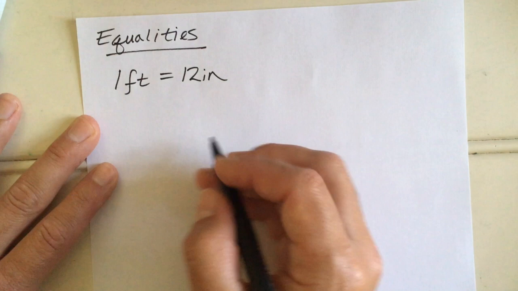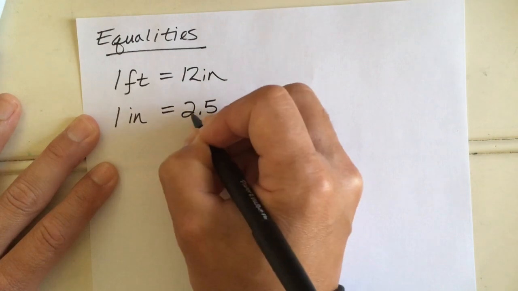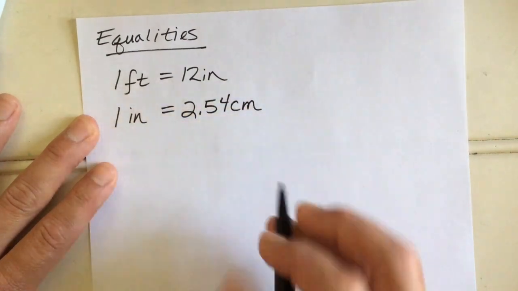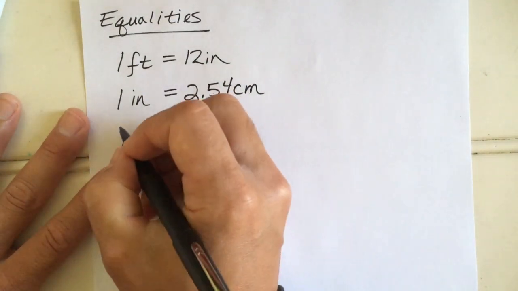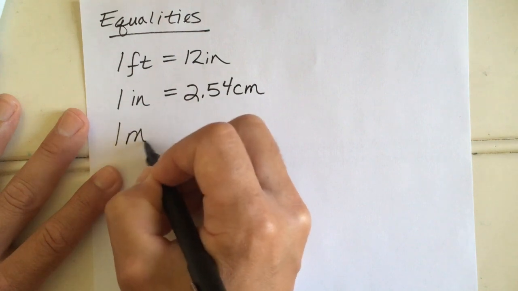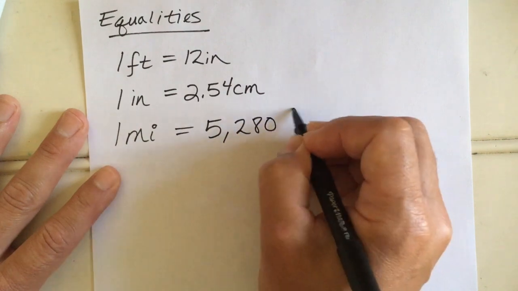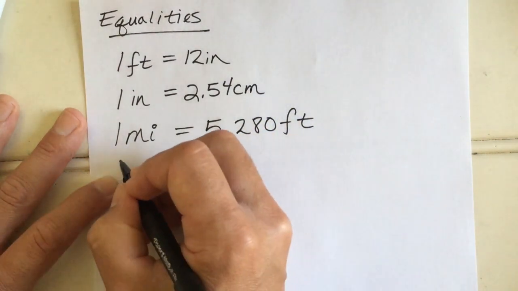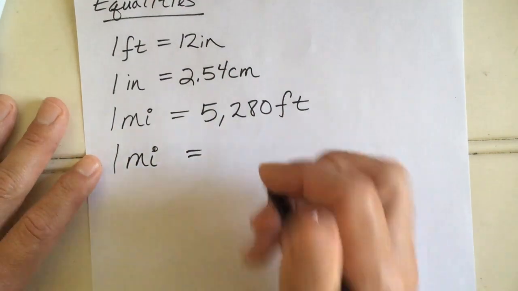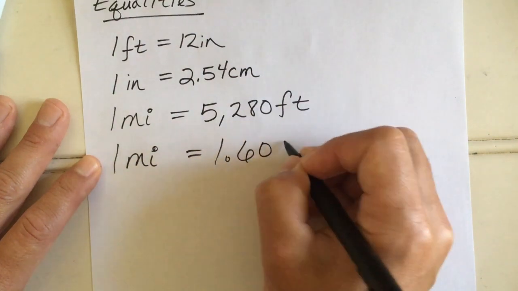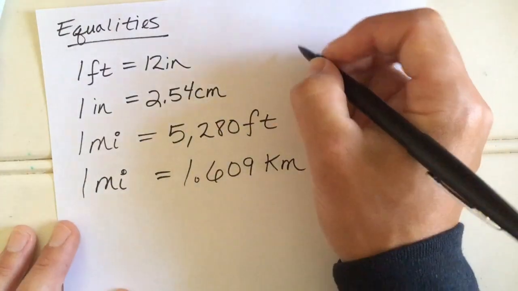What about this one? 1 inch is equal to 2.54 centimeters. That's nice because it goes from English to metric, so I really like using that conversion factor a lot. Here's another one. 1 mile is equal to 5,280 feet. And 1 mile is also equal to 1.609 kilometers.